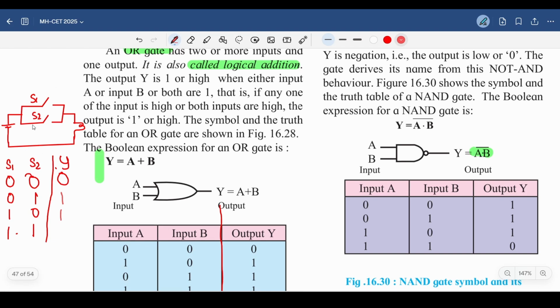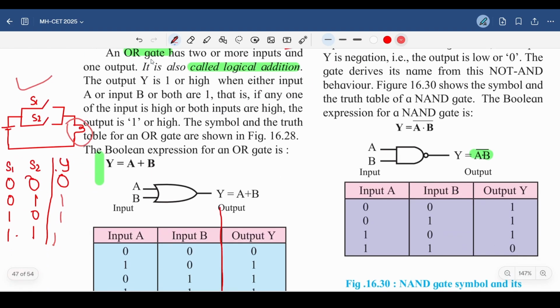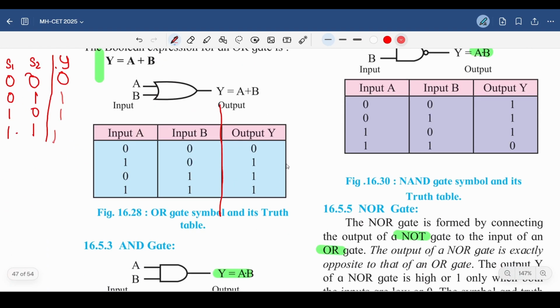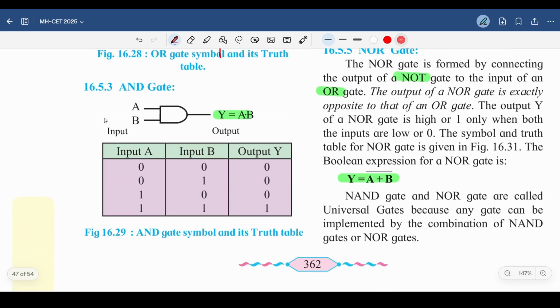And when both the switches are on, the bulb will glow obviously, so the output will be 1. So this is the circuit diagram for the OR gate, and this is the truth table of the OR gate. Similarly, the next is the AND gate. The AND gate is nothing but logical multiplication. OR gate was addition, AND gate is logical multiplication. This is the symbol, this is the Boolean equation, this is the truth table.